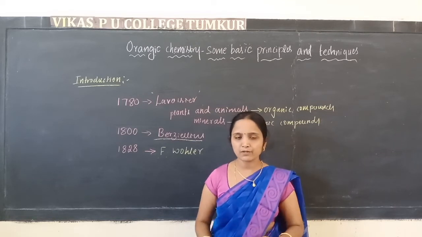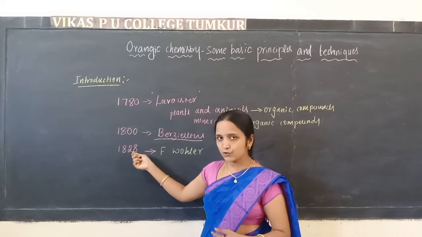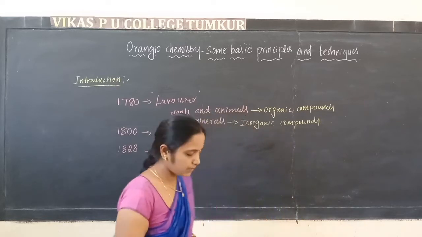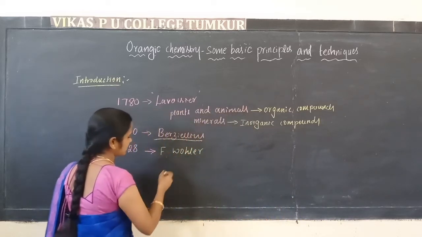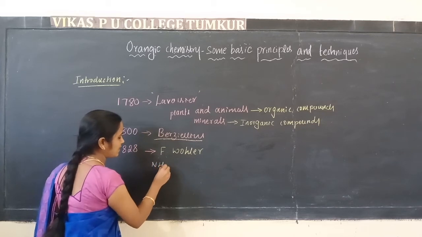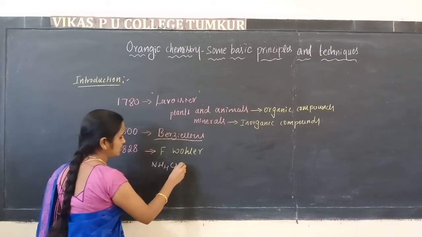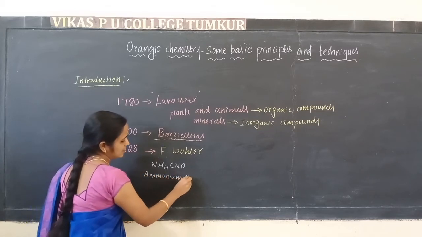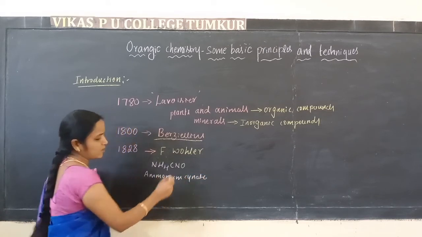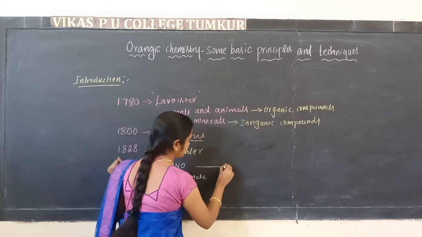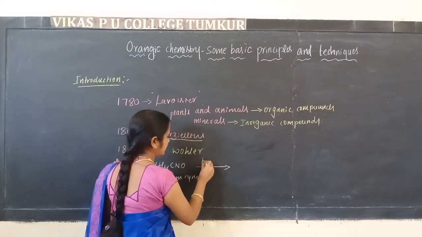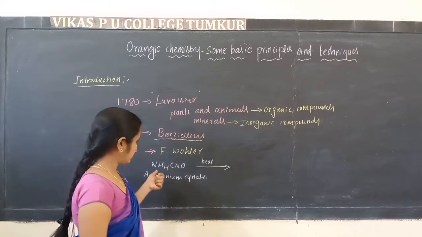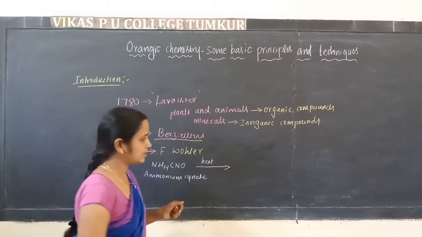Using ammonium cyanide, in the year 1828 Friedrich Wöhler prepared the organic compound urea. You people have studied this in the lower classes, I think. That is ammonium cyanide. What is the formula? NH4CNO. This ammonium cyanide on heating forms urea, that is NH2.